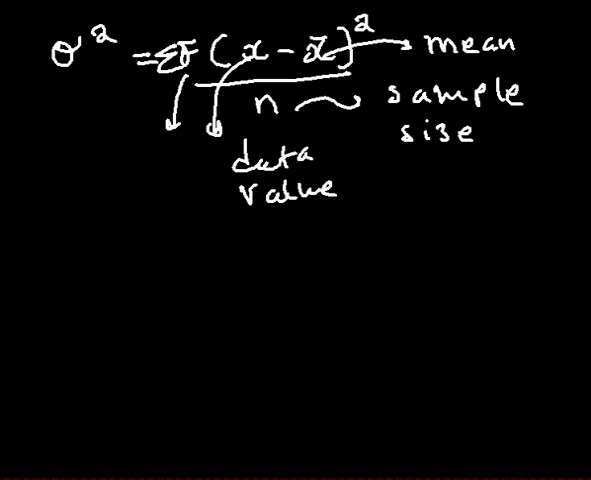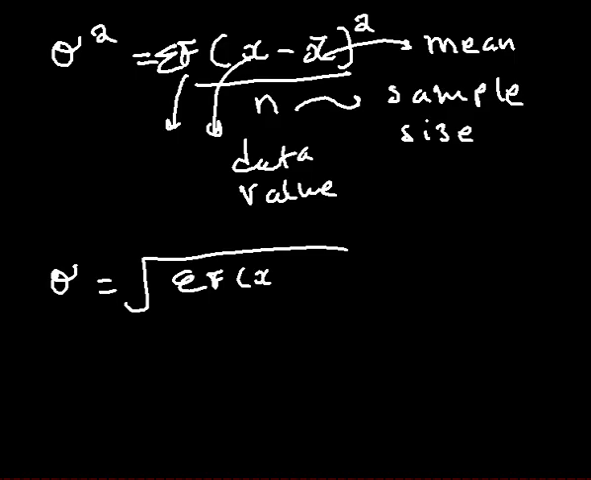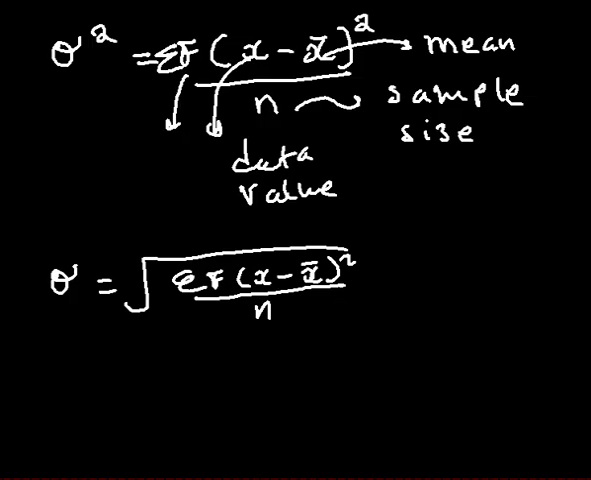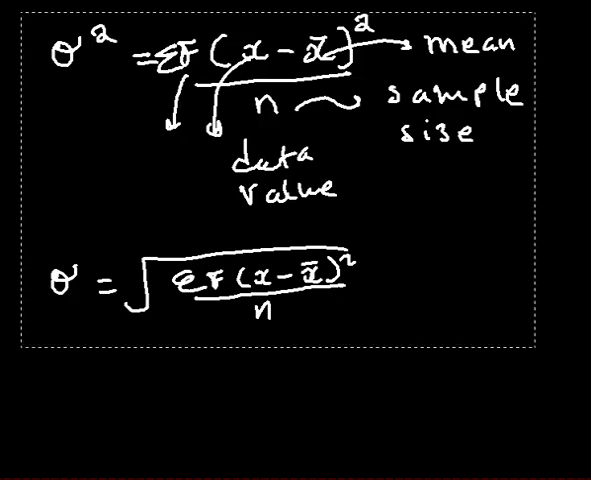And how about the standard deviation? The standard deviation is the square root of the variance, which is the square root of the summation of the frequency times (x minus x bar) to the power 2, divided by n. So those are the formulas that will be used, basically for ungrouped data. So keep that in mind. Now let's say we have the following.